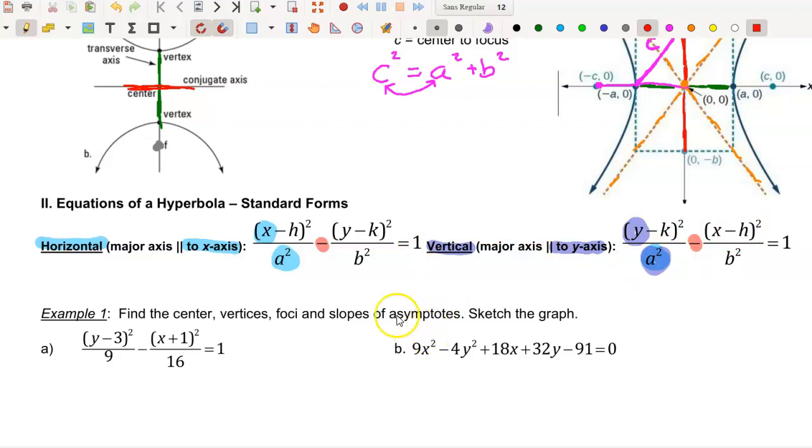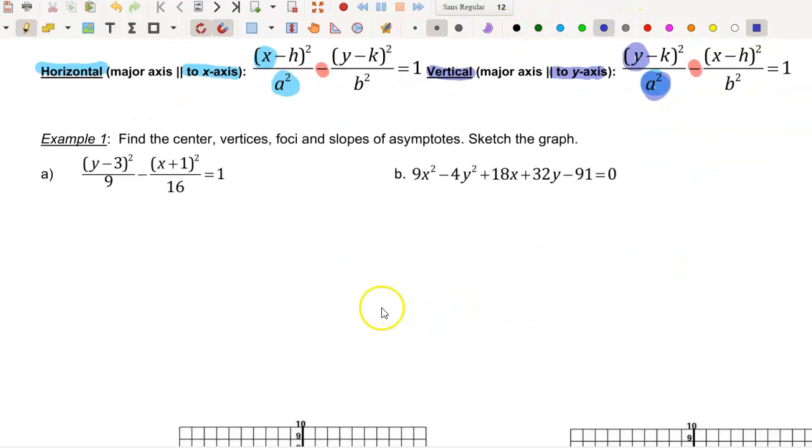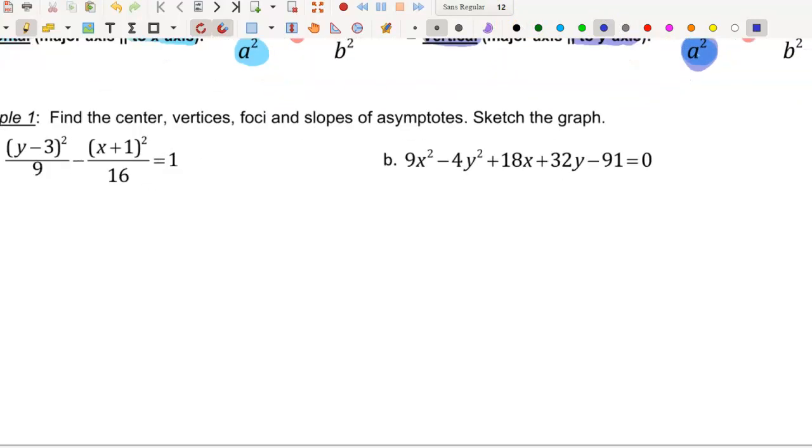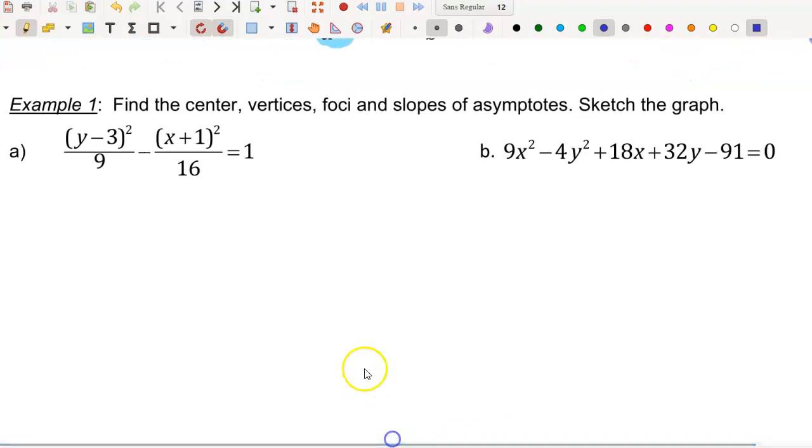All right. But other than that, I think it's pretty much to the point. We're going to do the same three things that we did before: find the center, vertices, foci, and now we have the slopes. That's just for the slopes. There is a way to actually find the equations, like y equals mx plus b. But we're just going to basically find the rise over run of them, which is really simple. It's either a over b or b over a, depending on if it's opening left, right, or up, down. Okay? So let's get started. Let's do A together.